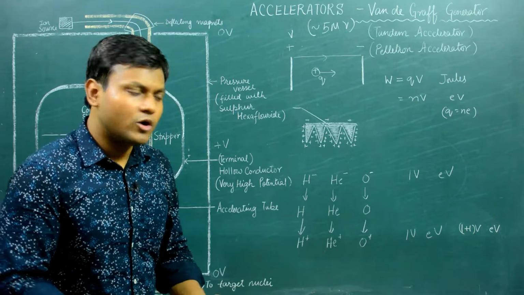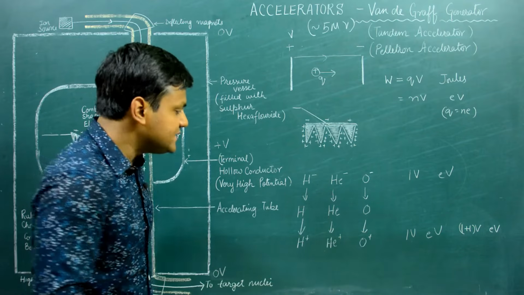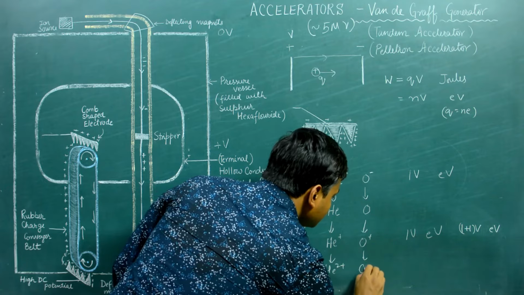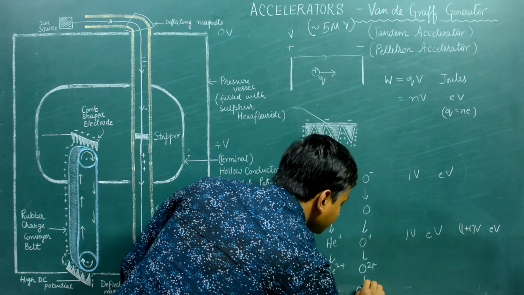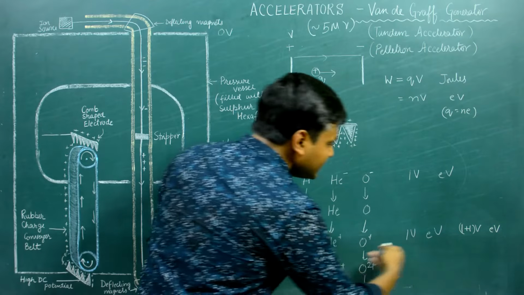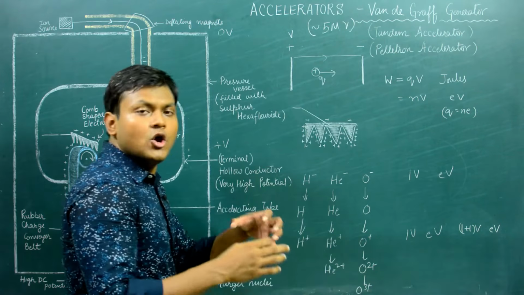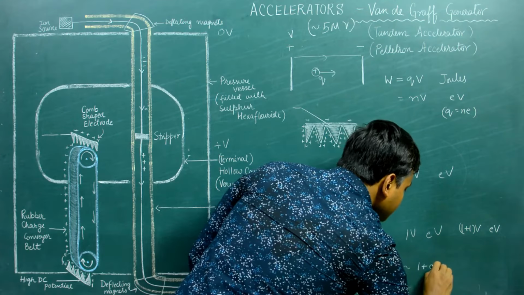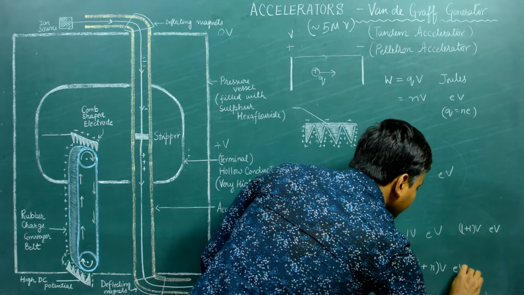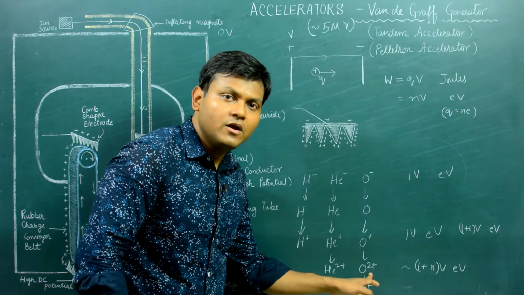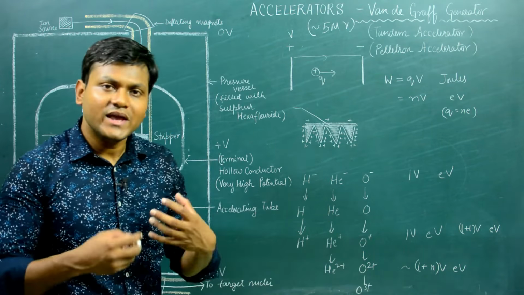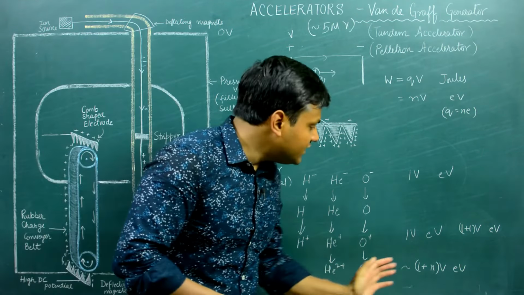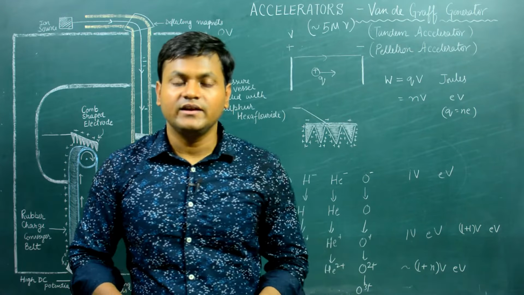We can even increase the amount of energy by stripping these ions further. So you can strip, let's suppose, He to He2 plus, or oxygen to O2 plus or O3 plus, and if you do this, then the total energy gained by these ions will be of the order of (1 plus n) V eV, where n is the number of charges on the ion. So as you can see, by stripping away more electrons from a heavy ion, we can increase the total amount of energy that this kind of accelerator can provide.